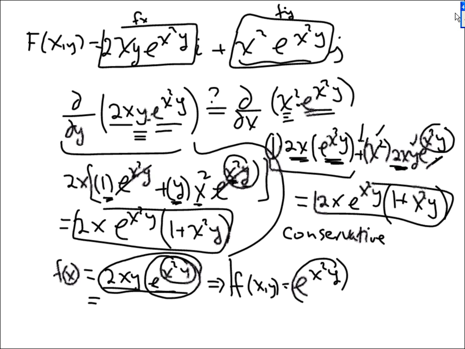Let me erase, a little check there. e to the x squared y plus some constant. Now you can try from the get-go to figure out if it worked. But when you found f of xy based on f sub x, you have to check if it worked for f of y as well. Unless you check for conservative, then you don't have to worry.